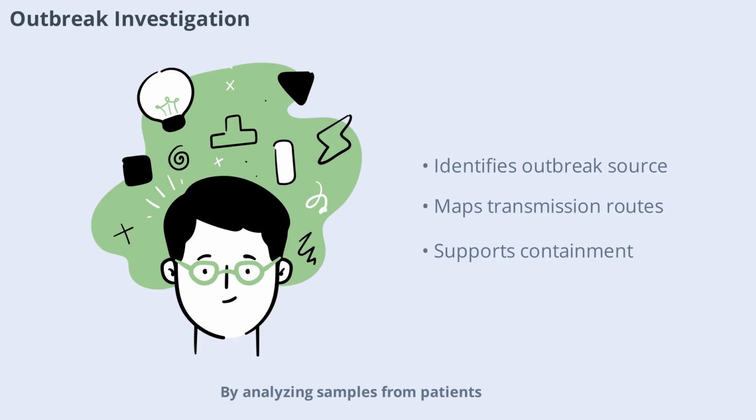When an outbreak occurs, genomics can quickly reveal the source and transmission routes. By analyzing samples from patients, scientists can determine if cases are linked and how the disease is spreading. This information is vital for public health officials to contain outbreaks and prevent further transmission.